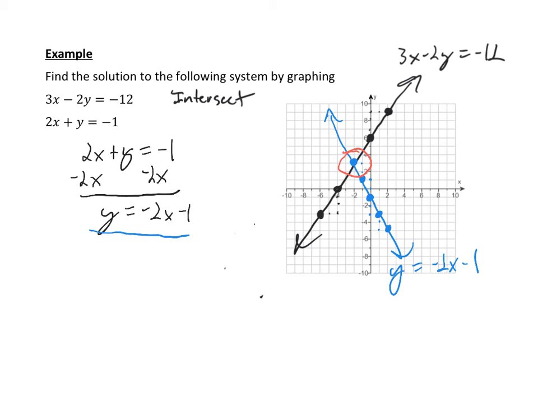Its coordinates would be the solution. The coordinates of that point are negative 2, positive 3, and that is the solution. Negative 2, positive 3 is the solution to that linear system.